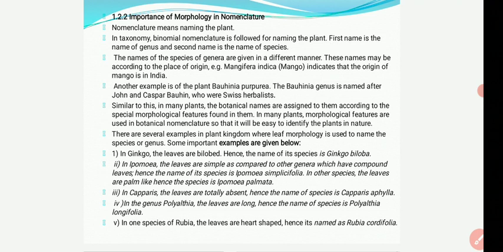Like leaf morphology, fruit morphology is also used in naming plants. For example, in one species of Cassia, the fruits, that is pods, are just like a long pipe. Hence, the name of the species is Cassia fistula. In Greek, fistula means pipe. So, the name of the plant species is Cassia fistula.